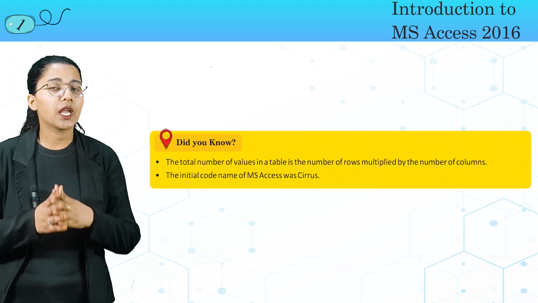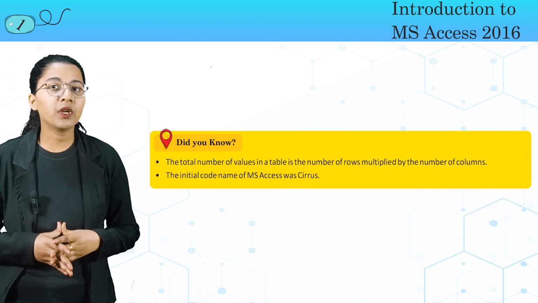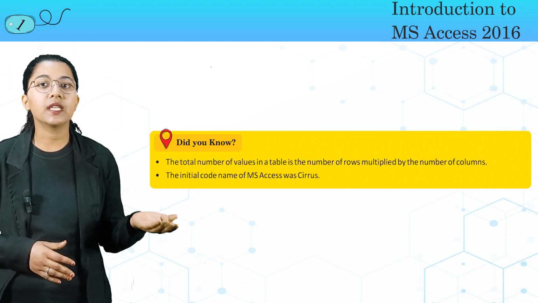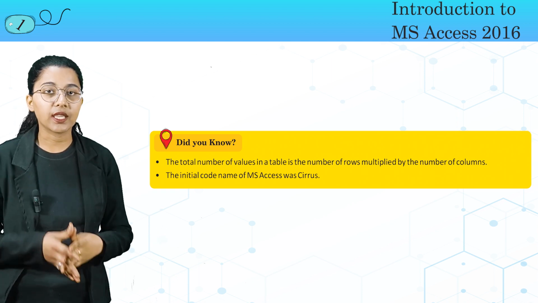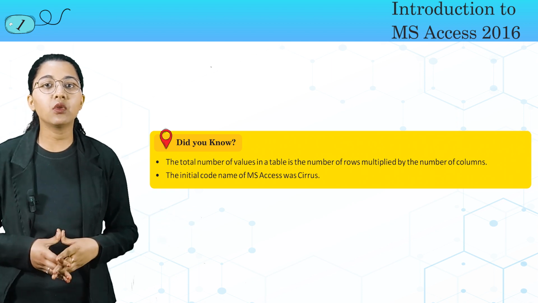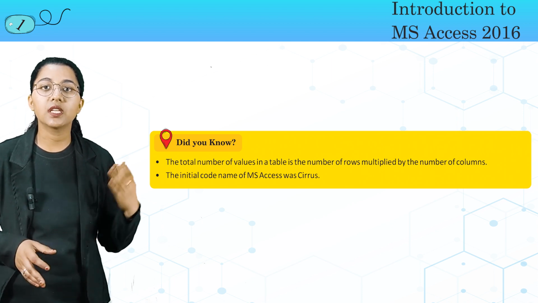So students, did you know the total number of values in a table is the number of rows multiplied by the number of columns. Then next, the initial code name of MS Access was Cirrus.